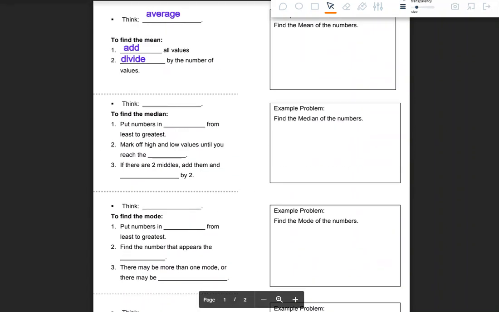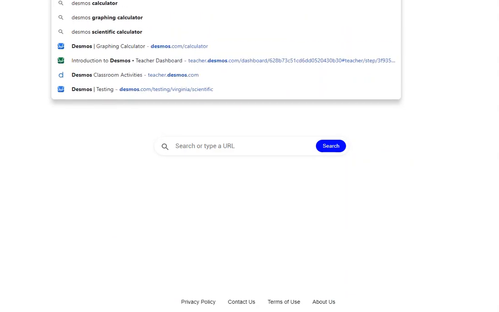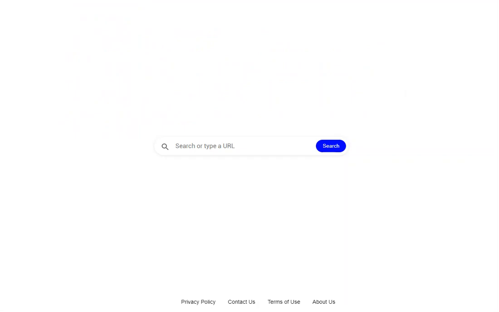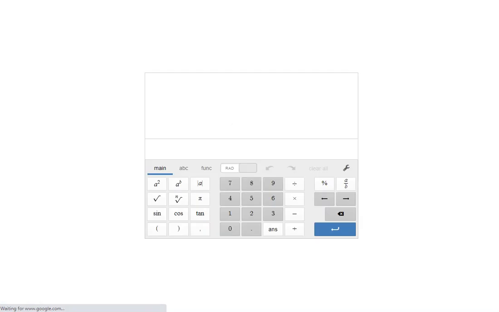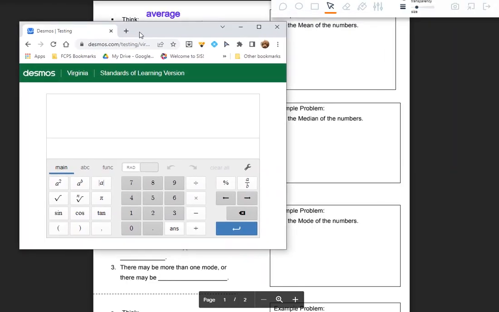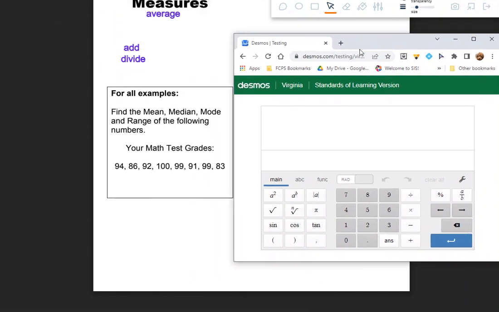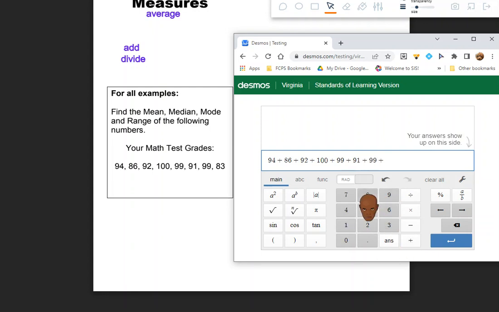All right, so what I would do, I would open up Desmos. Desmos, Scientific, boom, here we go. We got Desmos open, and I'm going to type in all those numbers first. So I got 94. I'm going to add them all together: 94 plus 86 plus 92 plus 100 plus 99 plus 91 plus 99 plus 83.